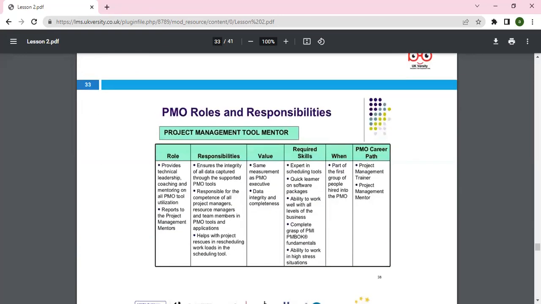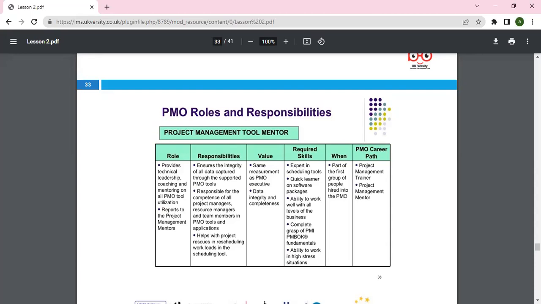So next we are looking at the PMO's role, project management tools and mentors, which is very important. A mentor shares lifetime experience, provides leadership, coaching and mentoring, reports to the project management mentors and ensures integrity. Integrity means honesty. Always look at the role and responsibility and make the process more transparent. Value, the same measurement of the project management office and data integrity.